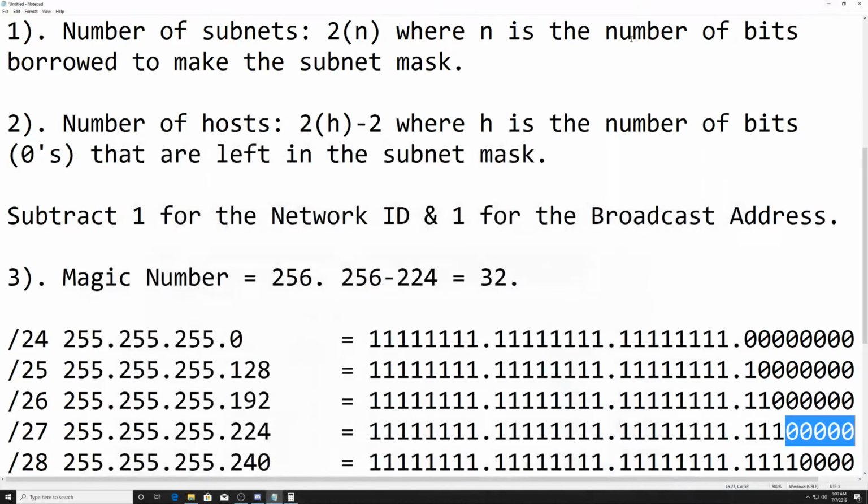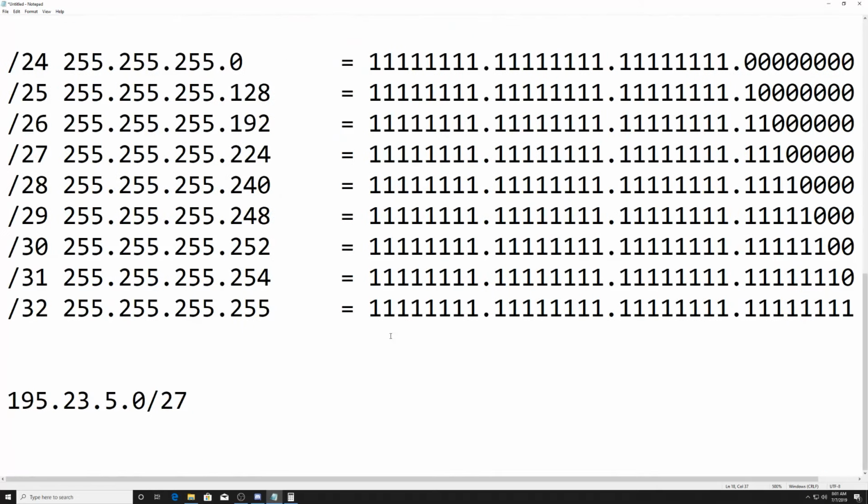What does it remind you of? That magic number, 32. But from that magic number, you subtract 2, which gives you 30. So within the network, this can have a total amount of 30 available IPv4 addresses that you can use. You cannot use the network ID, and you cannot use the broadcast address.